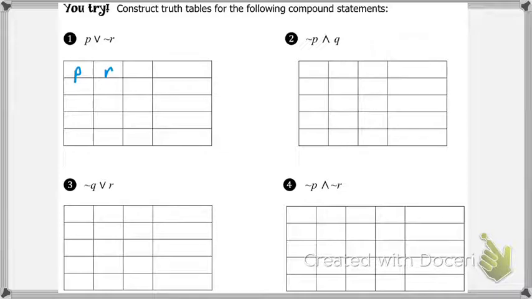Now, after I put my statements, what do I put second? Go back up to our tips right above this. What do I put second? I put not R. I put any negations. Okay?